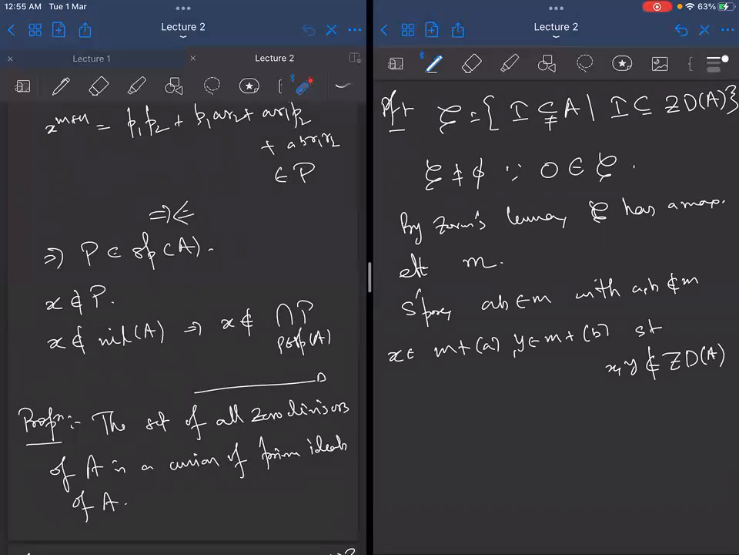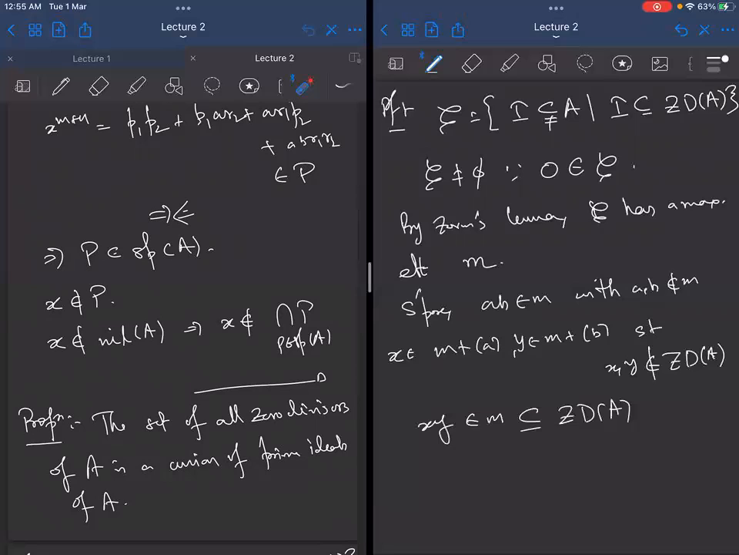But then if you take their multiple, then XY belongs to M. This is a similar argument to the one we did before. You write down the elements using elements of M and elements of the ideal generated by A, and similarly for B, and you take the product and you will get this. So XY belongs to M, but that means the product XY is a zero divisor. But XY is a zero divisor means what?